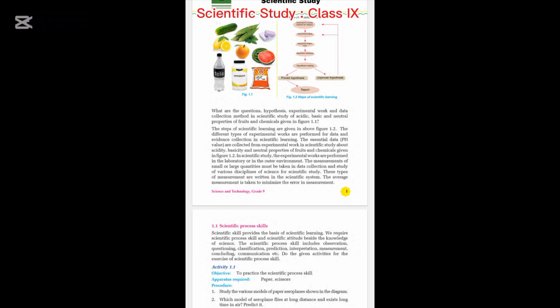The measurement of small or large quantities must be taken in data collection and study of various disciplines of science for scientific study. These types of measurement are written in the scientific system. The average measurement is taken to minimize the error in measurement. And from this paragraph we can derive some important things like pH value. The full form of pH is power of hydrogen or potential of hydrogen.